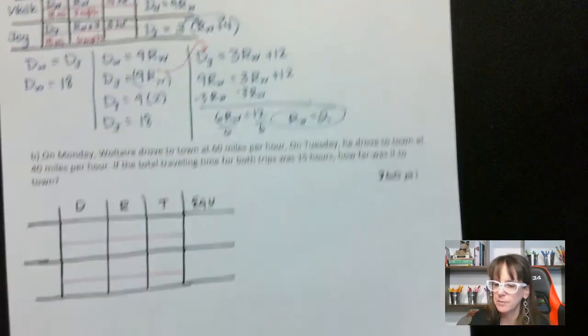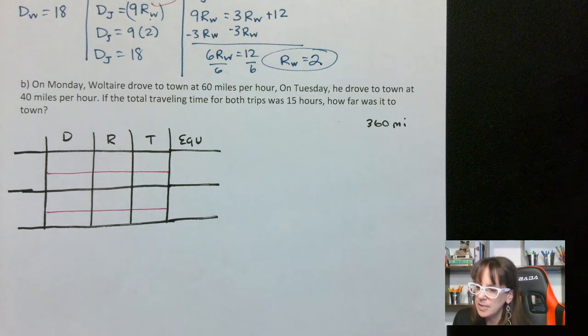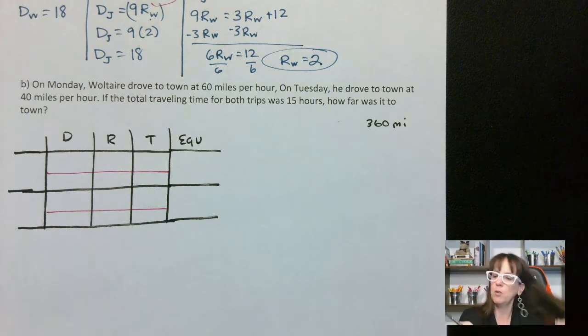All right, let's do this next one. On Monday, Voltaire drove to town at 60 miles per hour. On Tuesday, he drove to town at 40 miles per hour. If the total traveling time for both trips was 15 hours, how far was it to town?